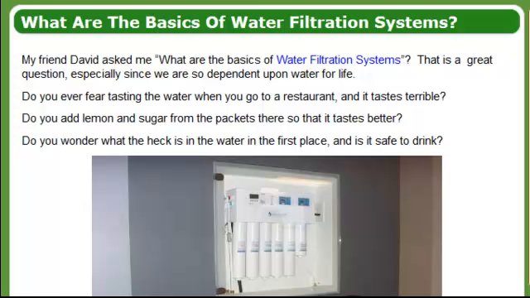Do you ever fear tasting the water when you go to a restaurant and it tastes terrible? Do you add lemon and sugar from the packets there so that it tastes better? Do you wonder what the heck is in this water in the first place? And is it safe to drink?